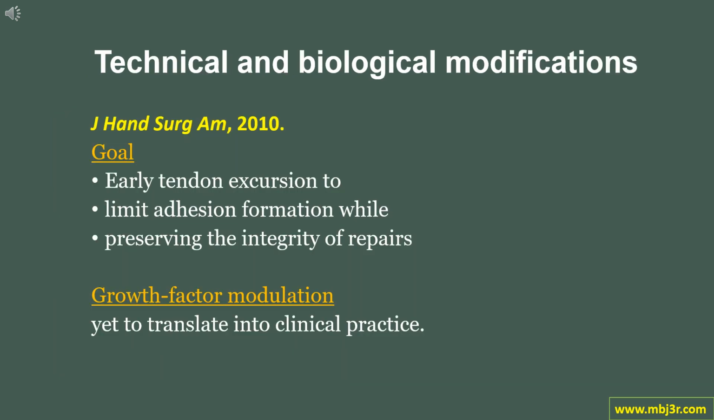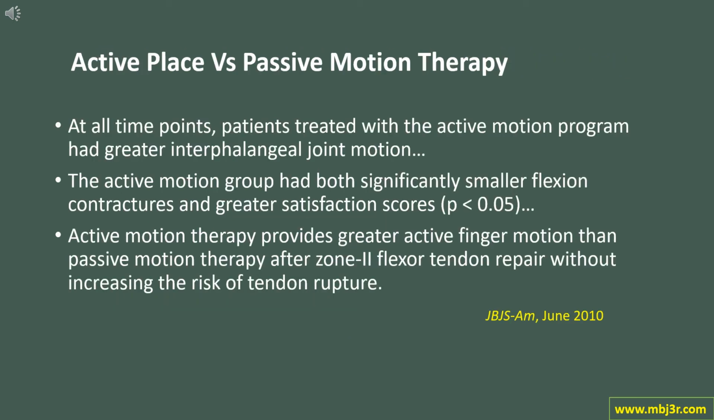Technical and biological modifications for enhanced flexor tendon repair. The need to achieve early tendon excursion to limit adhesion formation while preserving the integrity of repairs has prompted recent research into optimizing repair strength, early healing, and rehabilitation. Laboratory investigations have examined growth factor modulation in an attempt to speed tendon healing, but these efforts have yet to translate into clinical practice.